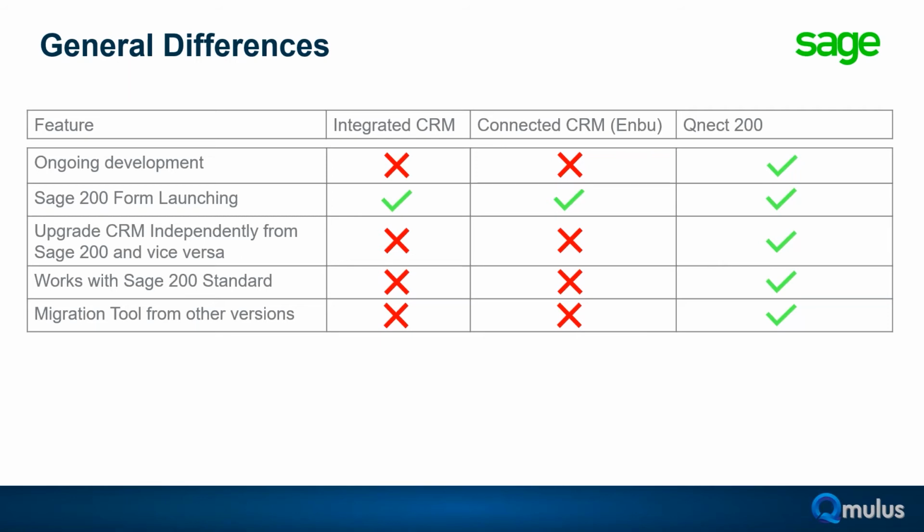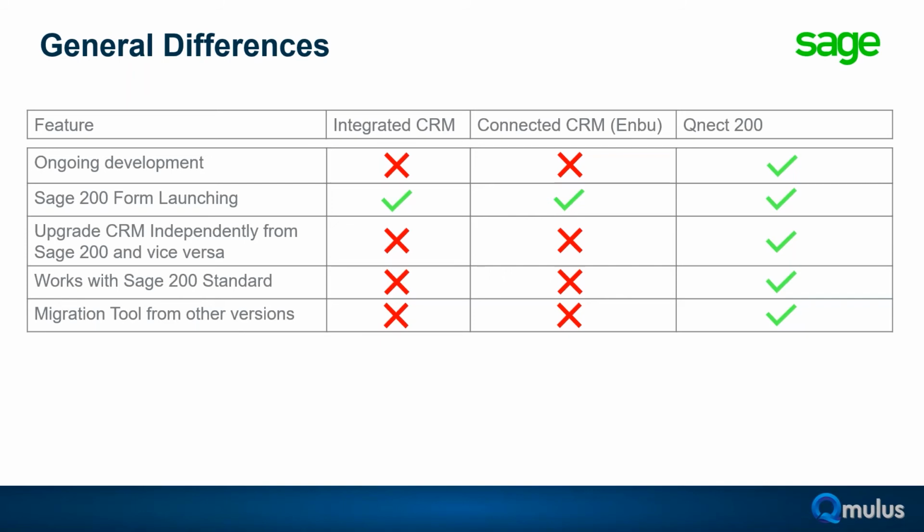So all 3 products have Sage 200 form launching, as you'd expect, using the standard Sage 200 installed form launching tool. There is actually ability within Qnect 200 to extend that out very easily. We've written our own form launching file that allows you to quickly create new form launch buttons and even link them to custom forms as well.